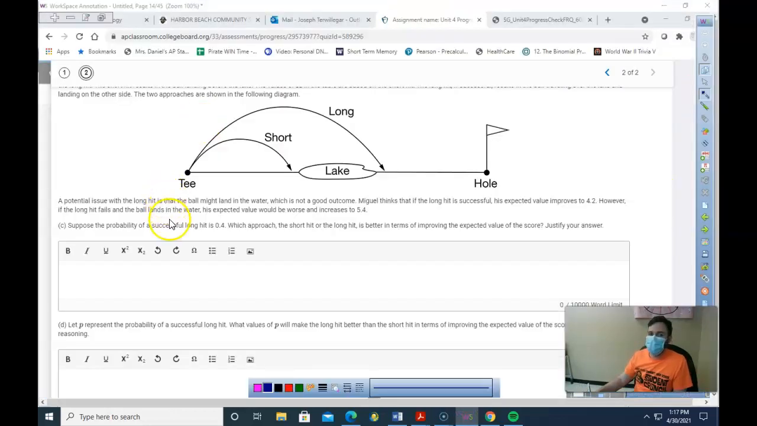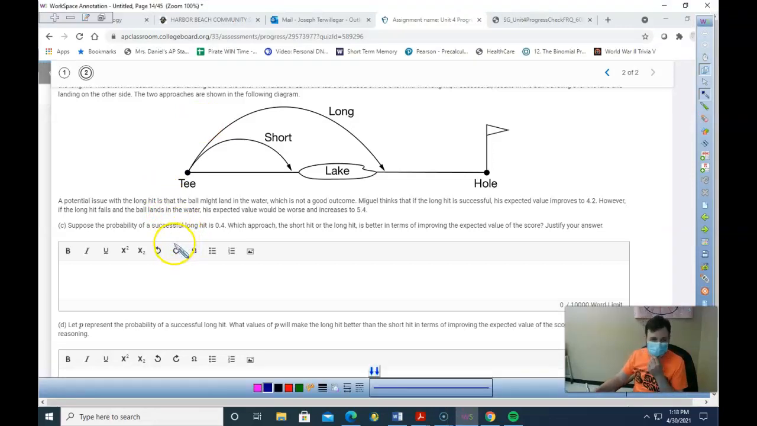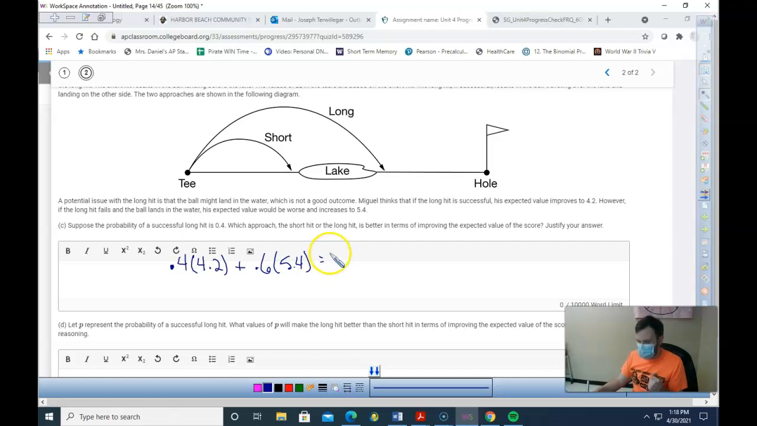So should he keep hitting the long ball or should he be hitting the short ball is what it comes down to. So you do 0.4 of the time he gets a 4.2. So you're finding the expected value of the long ball, plus 60% of the time he gets a 5.4. When I do that, I get an expected value of 4.92. Now that 4.92 is greater than what we found in part B of 4.55. So since that's higher than before, you would tell him not to hit the long ball.